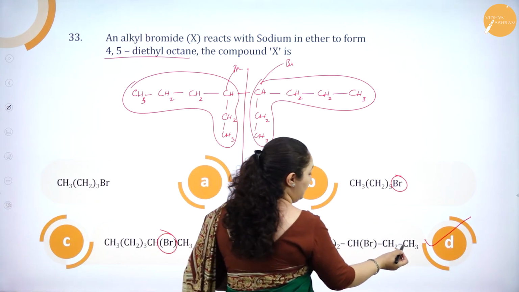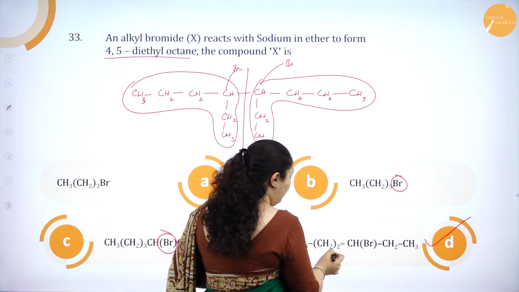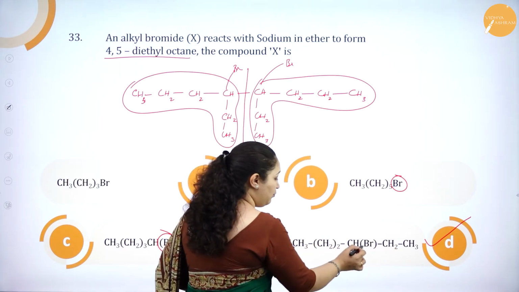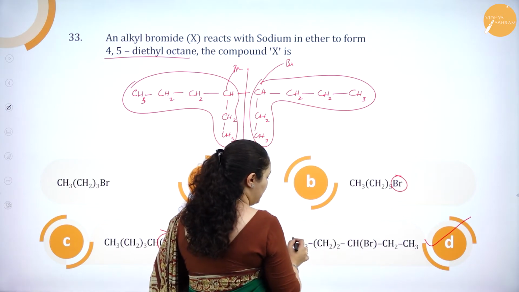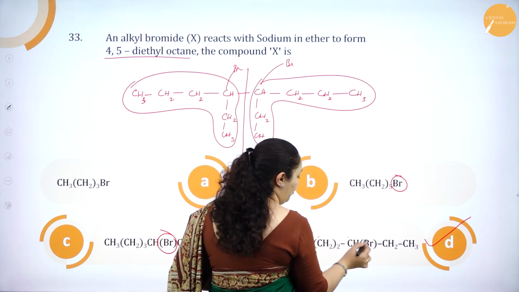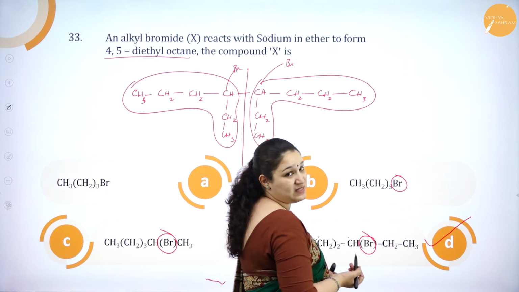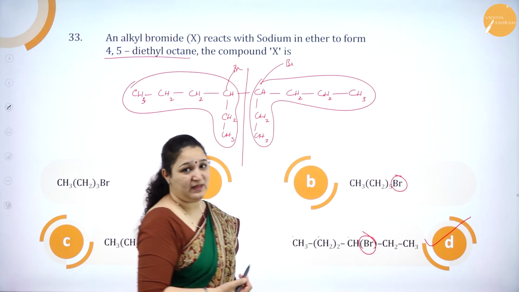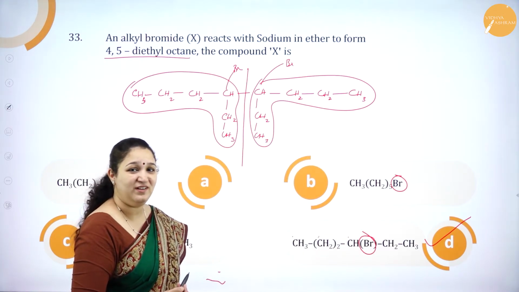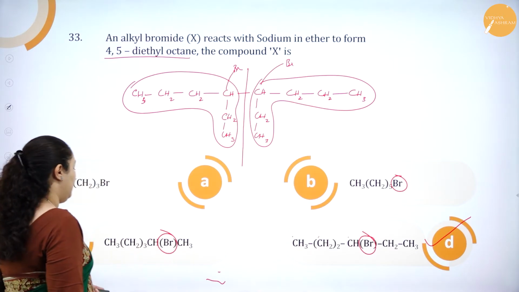Here you can see 1, 2, 3, 4, 5, 6. And the bromine atom, if I count from here, there is 1, 2, 3, fourth carbon atom, bromine is present. So obviously this should be the correct answer, option D. Okay. Next one.